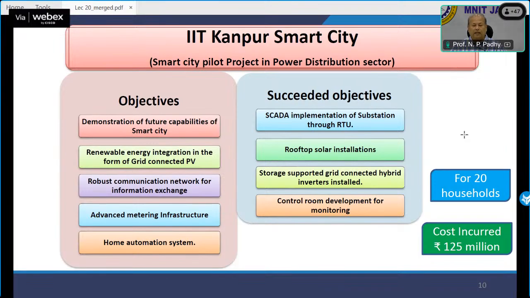Then we had the IIT Kanpur smart city project, that is a smart city pilot in the power distribution sector, where it was expected that approximately 1.125 million rupees would be invested to make a campus level smart grid. It is a Government of India, Power Grid sponsored supporting system.